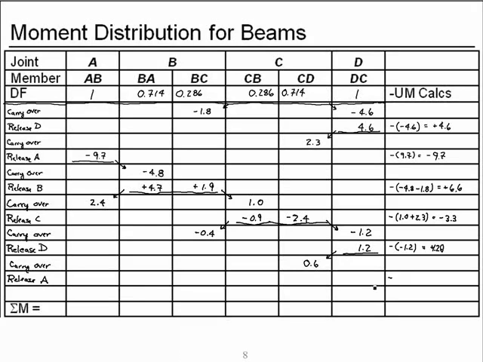So I have a negative, only the 2.4, and so we need to distribute a negative 2.4 foot kips. Distribution factor is a full 1 because it is a pinned end. That brings node A into equilibrium, and we get a carryover of a negative 1.2 foot kips.